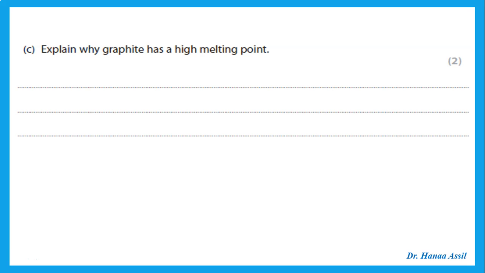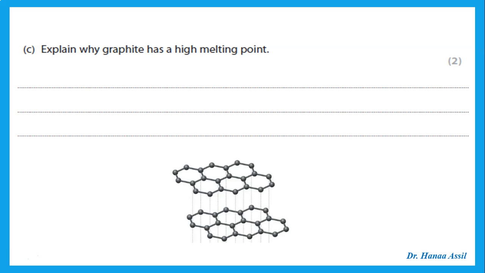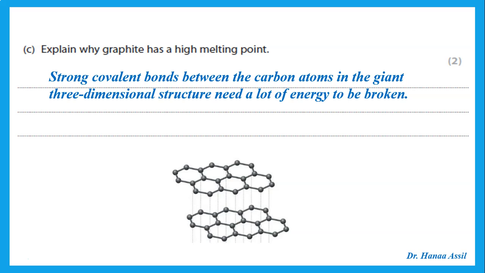Explain why graphite has a high melting point. Well, graphite has this kind of giant three-dimensional structure with strong covalent bonds. So the strong covalent bonds between the carbon atoms in the giant three-dimensional structure, so we don't just have a few bonds, we have many strong covalent bonds. So these need a lot of energy to be broken.